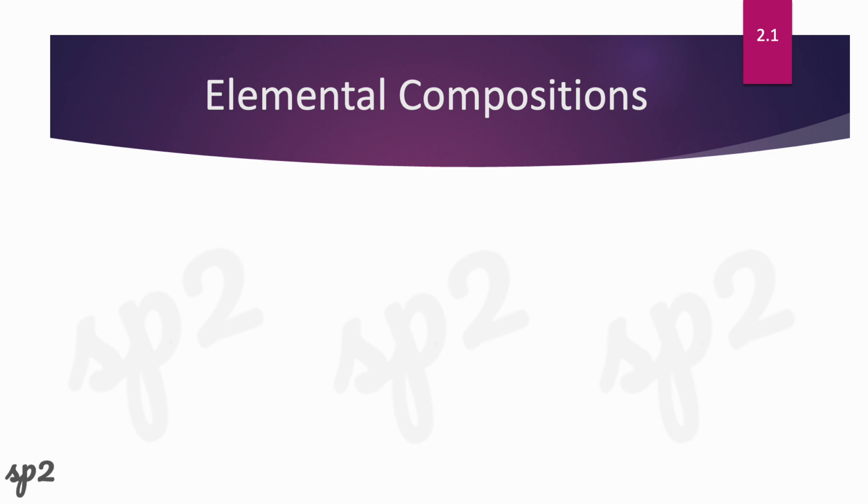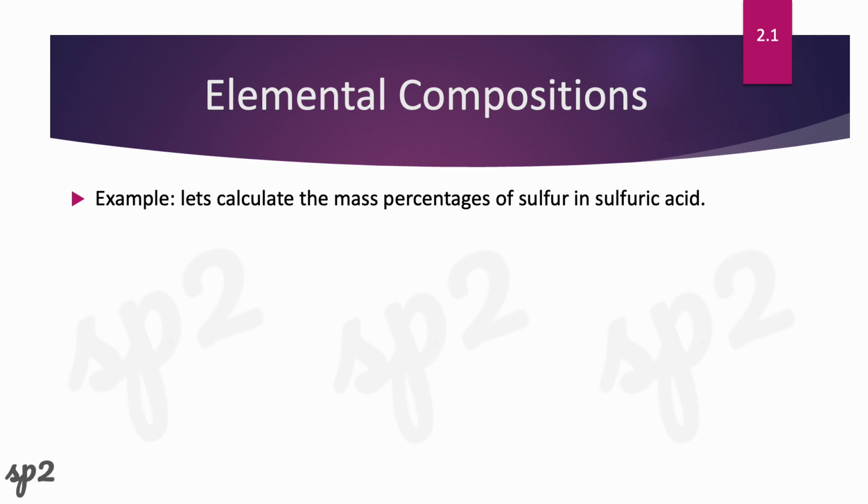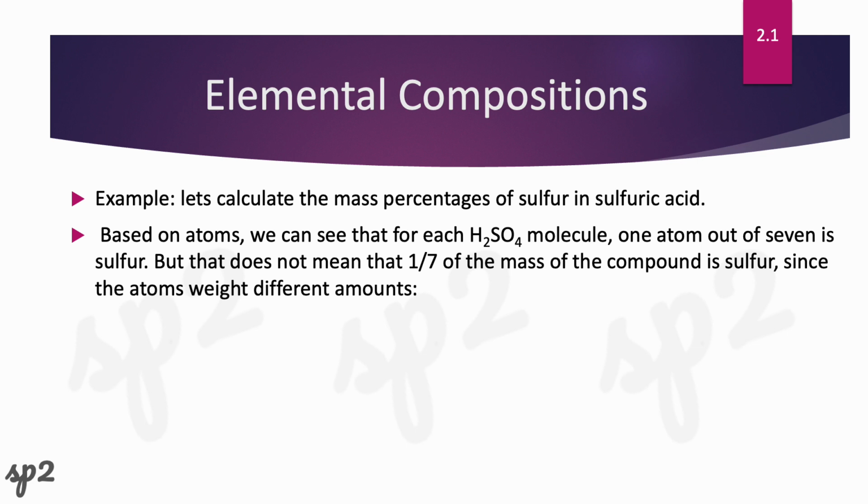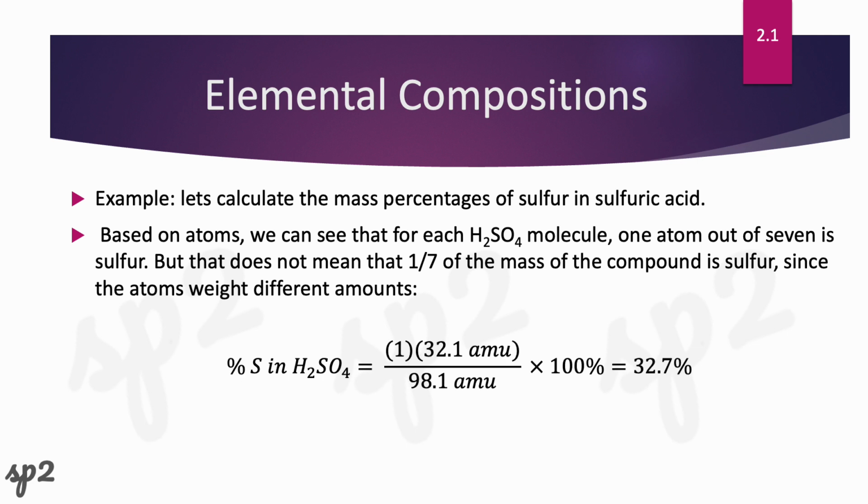Okay, so let's take a look at an example. Here it says calculate the mass percentage of sulfur in sulfuric acid. Based on atoms, we can see that for each H2SO4 molecule, 1 atom out of 7 is sulfur. But that doesn't mean that we're going to get 1/7 of the mass of this compound for sulfur, because these atoms are going to have different masses, right? So we need to follow the equation.